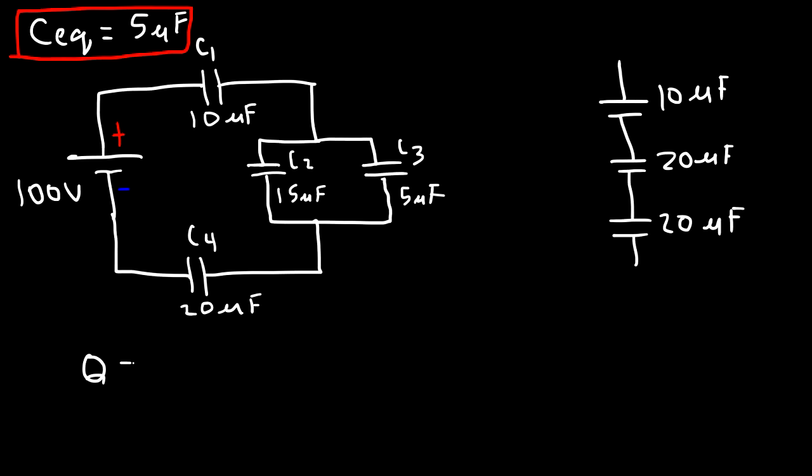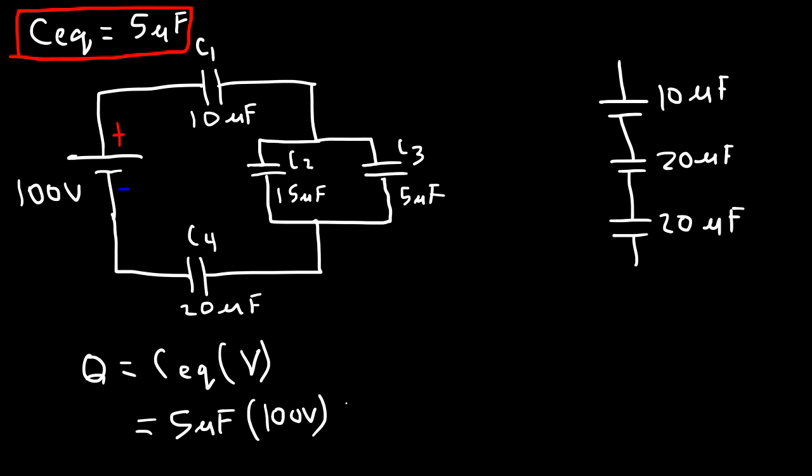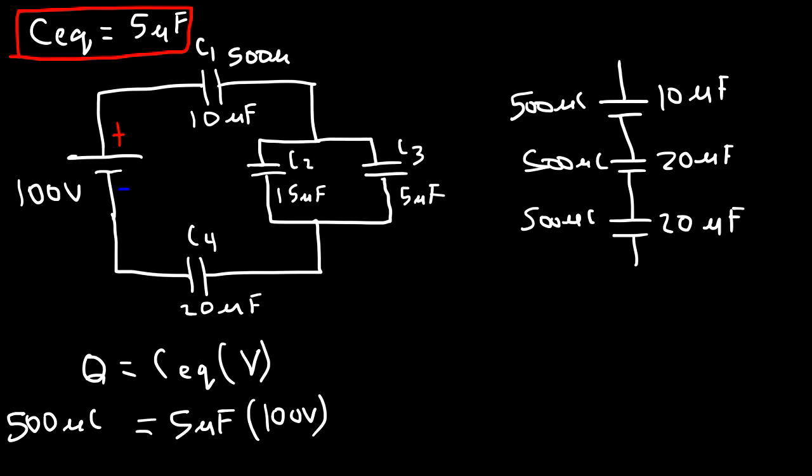So to do that, use this formula. The charge of every capacitor in series is going to be the equivalent capacitance times the voltage, and that is the voltage of the battery. So the equivalent capacitance is 5 microfarads, and the voltage is 100 volts. So 5 microfarads times 100 is equal to 500 microcoulombs. So that's the charge on each of these capacitors. So the charge on C1 is 500 microcoulombs, and the charge on C4 is also 500 microcoulombs.